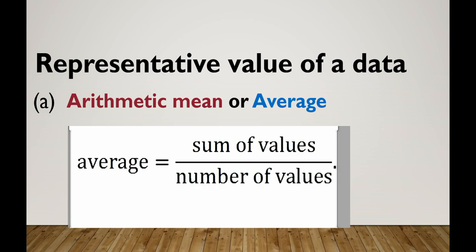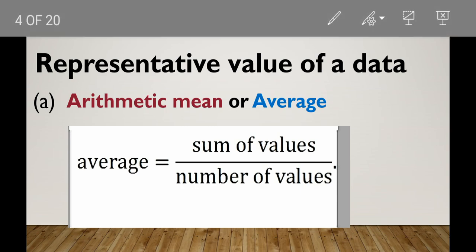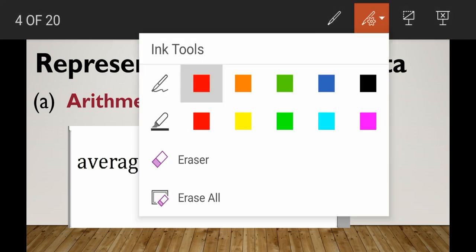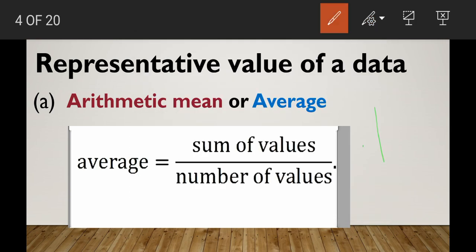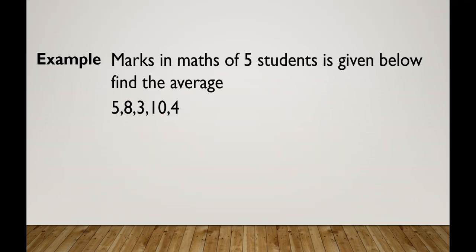Now coming to the next one, that is representative value of a data. First one is arithmetic mean. How to find arithmetic mean? Formula is easy: sum of values by number of values. Sum of values means you have to add all the values and then you have to divide by number of values. We will do one problem, then you will understand.